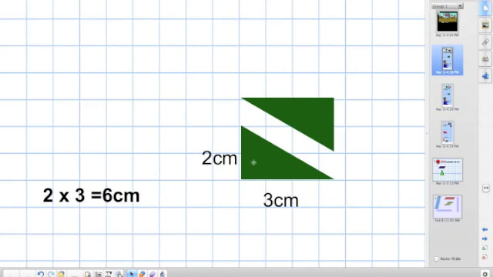So what would the area of this triangle be? 2 times 3 equals 6 centimeters. But if we're going to find out what it is to put it in half, we need to divide it by 2. Then our answer becomes 3 centimeters squared. Each of the triangles is 3 centimeters squared. Together, they become a full rectangle, which is 6 centimeters squared.